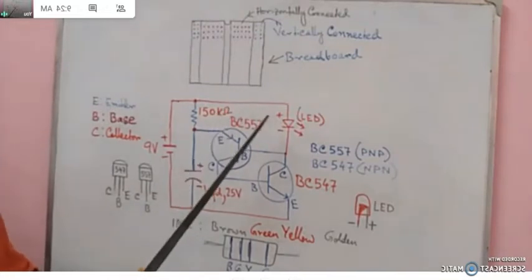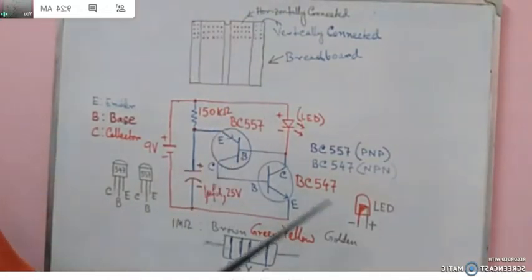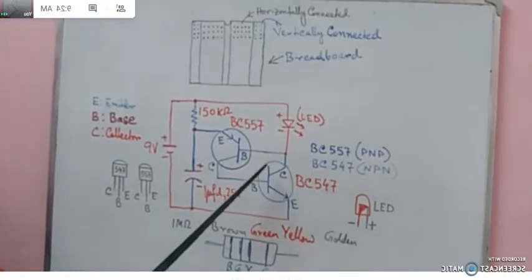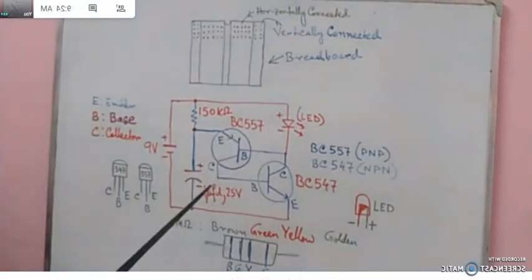Practically, an LED looks like this. If you hold the LED towards the light, the thick terminal inside is the negative terminal, and the straight terminal is the positive terminal. So, you can understand.